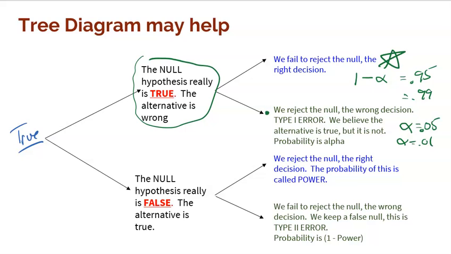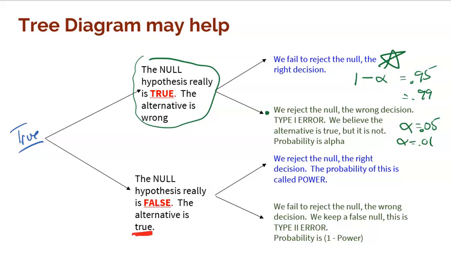All right. Now, the other possibility is that the truth is that the null hypothesis is really false. The alternative is what's true. The null is false. Now, if this is in reality what is happening, then we could reject the null. This is the right decision. The null's wrong. We should reject it. We should go with the alternative because it's true. And this is power. This is doing the right thing. This is power, okay? But we could make the wrong decision, and this would be when we fail to reject the null. If we fail to reject the null, that's the wrong decision. Here we're going to keep a false null. This is a type 2 error.